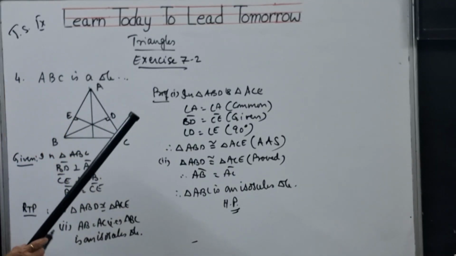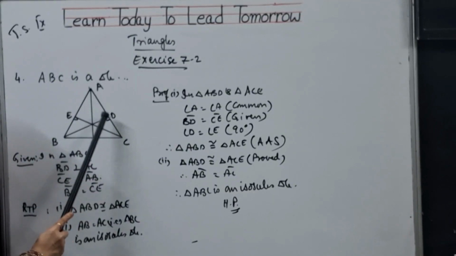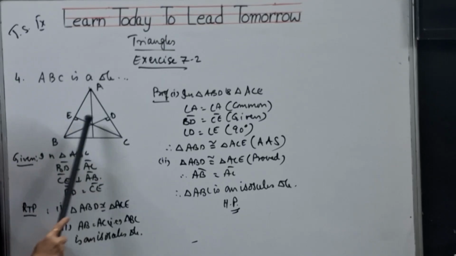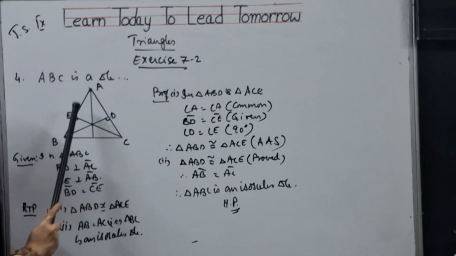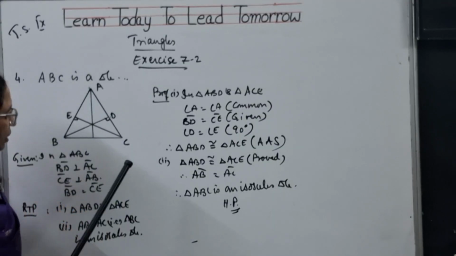Once again, they have given triangle ABC in which BD is perpendicular to AC, CE is perpendicular to AB, and BD is equal to CE. We need to prove that triangle ABD is congruent to triangle ACE and AB is equal to AC.